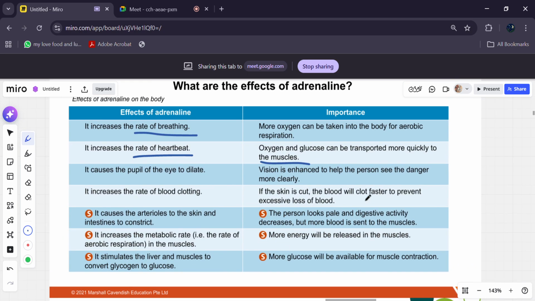The person looks more pale, and digestive activity decreases. More blood will be sent to the muscles instead of your organs, causing you to become stronger. More energy will be released in the muscles, and more glucose will be available for muscle contraction.